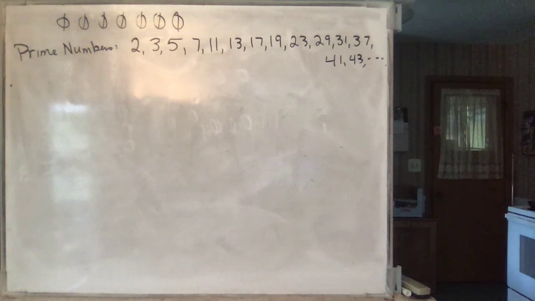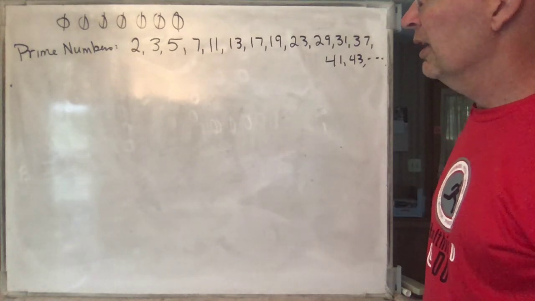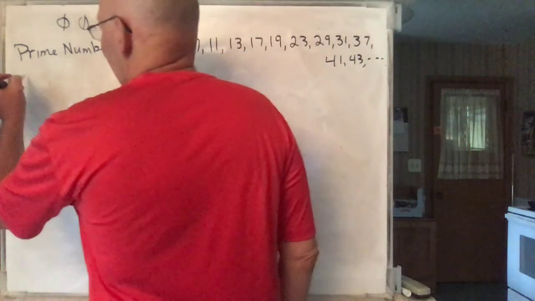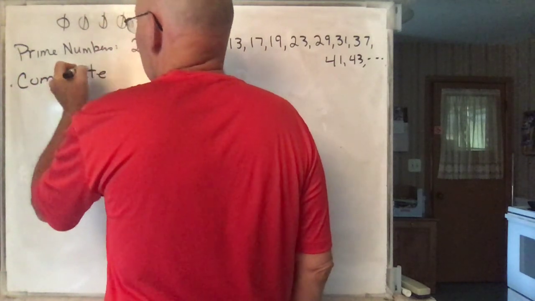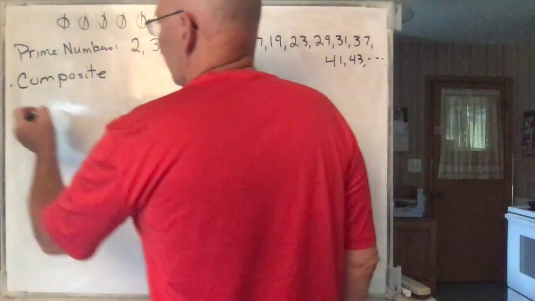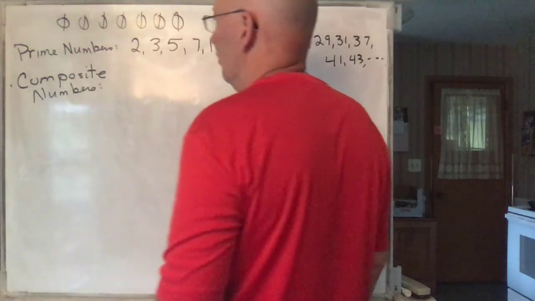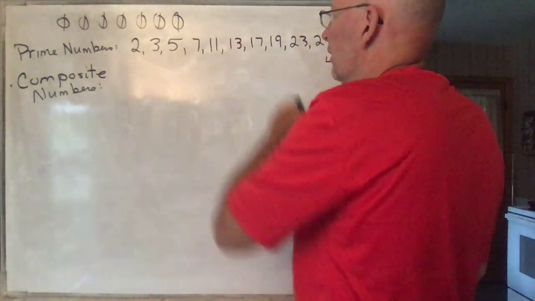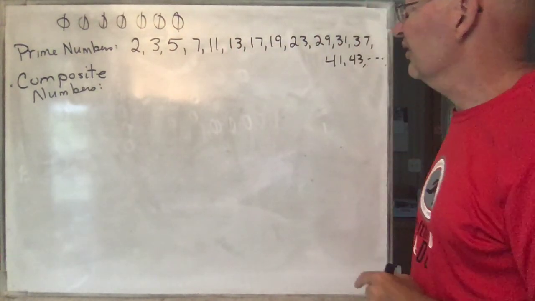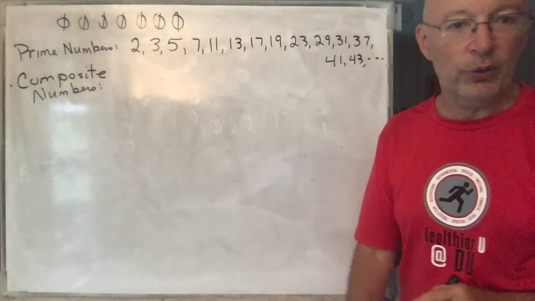So those are all called prime numbers. If a number is not prime, that's because it can be divided up into prime numbers. Since it's broken up into different numbers, we call it composite. Composite numbers. So all the other ones are composite: 4, 6, 8, 10, 12, 14, 15, 16, 18, 20, and so on. Those are all composite.